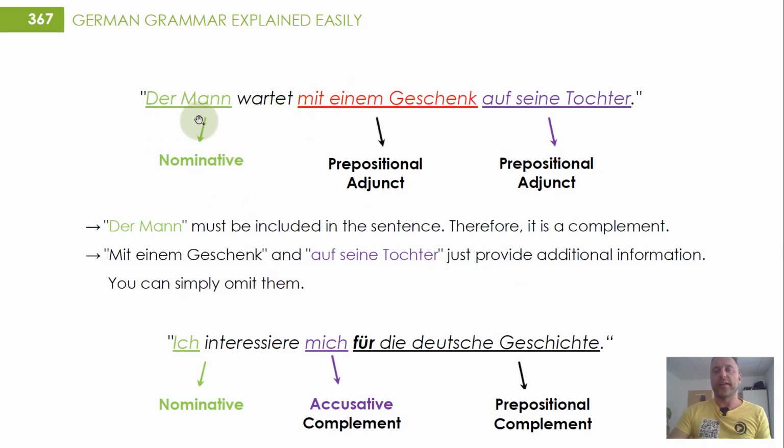Like if you say, "Der Mann wartet," the man is waiting. Done. Works like that, right? In English as well. And if we add "mit einem Geschenk," so with a present, oh, nice to know. He has something in his hand for his daughter. Now we know for whom he's waiting. Nice to know, but not grammatically necessary. The sentence works if we put the period here. That's why they're both adjuncts and not complements.